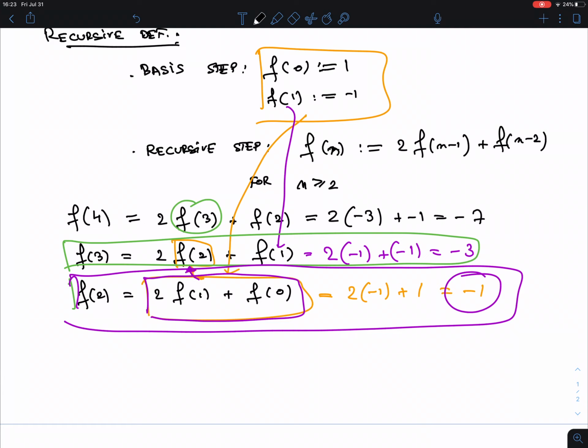Okay, so now we can calculate even F5, right? Let's just, for the fun of it, calculate F5. F5 would be 2 times F4 plus F3, right? From 5 you take the previous one, that's 4, and the one before, that's 3. So 2F4 plus F3, and F4 was negative 7, F3 was negative 3, so this would be minus 10. And we can keep going and find a formula for that.